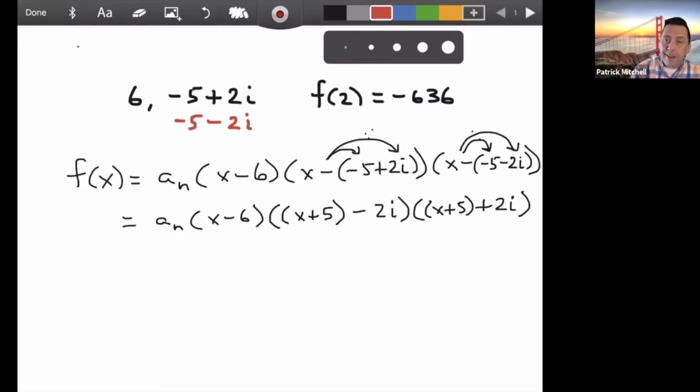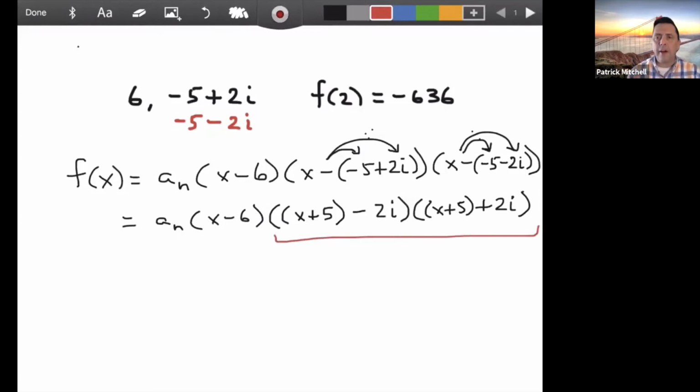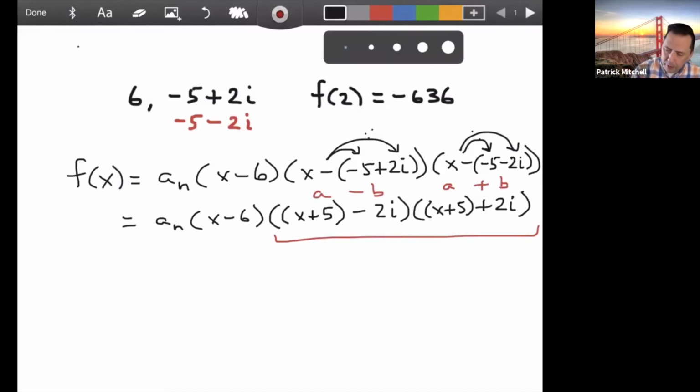is because if you look at these two factors right here, those two factors are something special. This one here has the form a minus b. This one here has the form a plus b. All right, so I know an easy way to multiply an a minus b times an a plus b. Right, that's a difference of two squares.